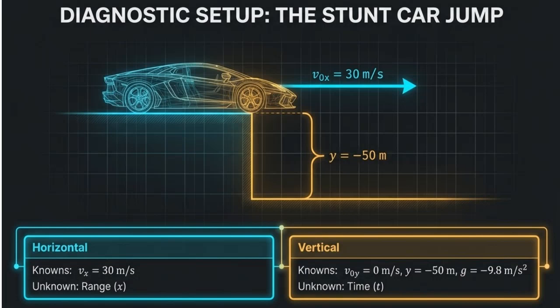Here, we have a car positioned at the edge of a 50-meter-high platform, moving horizontally at 30 meters per second as it goes over the jump. Horizontally, we know the initial velocity, but we're trying to find out how far the car will travel before it lands. Vertically, the car starts with no initial vertical speed, and it's dropping from a height of 50 meters under the influence of gravity. The main question here is how long the car will be in the air during the fall, which will help us determine the horizontal distance it covers through the jump. This setup breaks the problem into horizontal and vertical parts for easier analysis.